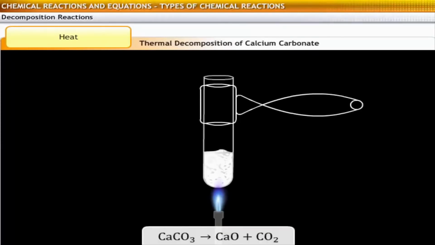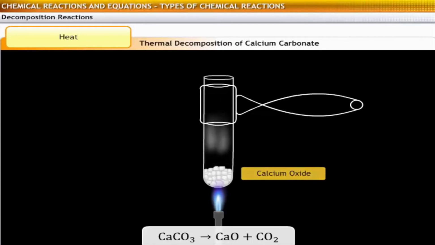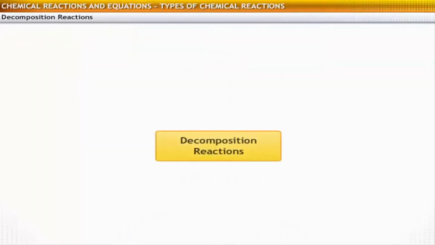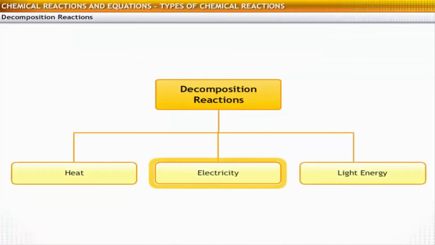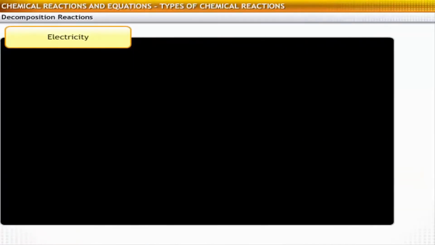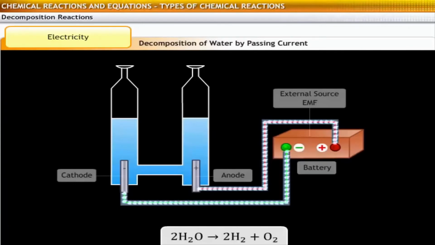Decomposition through the action of heat on a substance is called thermal decomposition. For example, calcium carbonate on thermal decomposition gives calcium oxide or quicklime and carbon dioxide. Decomposition of a substance by passing current through it is called electrolysis. For example, when electric current is passed through acidified water, it decomposes to give hydrogen gas and oxygen gas.